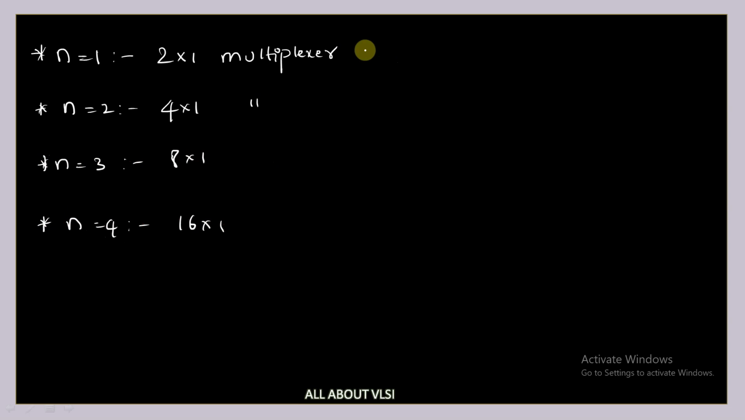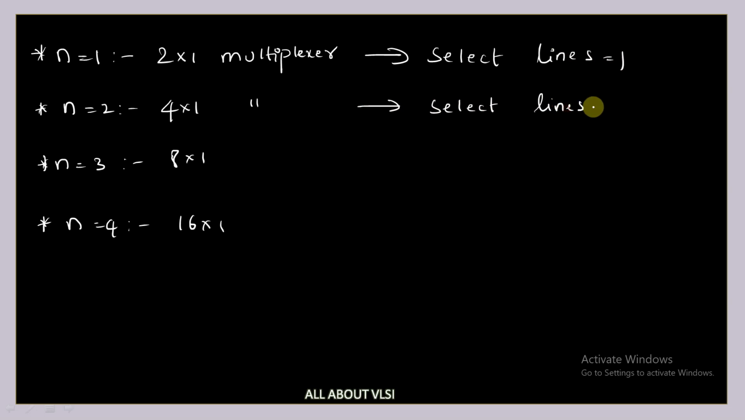Okay, so how many select lines will there be for these? The select lines will be equal to 1 for the first, equal to 2 in the next case, equal to 3 in the next, and so on, and in this case the select lines will be equal to 4. So depending upon the value of n, the select lines are nothing but the value of n, and coming to inputs, it is nothing but 2 power n. This is how we are going to select our multiplexers.